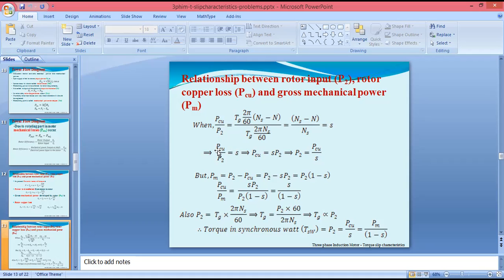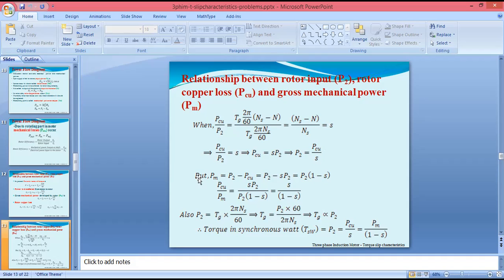So you can write PCU upon P2, copper loss upon rotor power, equal to Ns minus N upon Ns, which is S. So you directly get P2 equal to PCU upon S. You can rearrange these equations. You will only need to know how to convert slip into speed, and how to write power in the form of torque and angular velocity. After that you will see how we convert this equation into this form.